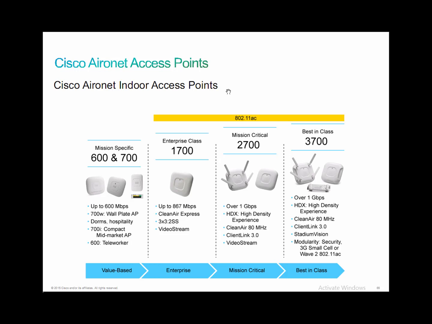Client Link 3.0 is provided as well. Band select to improve 5 gigahertz client connections over a mixed client environment is included. Video stream, which uses multicast to improve your different multimedia applications. And obviously these are all controller-based access points, so infrastructure type access points. There's no cloud solution for these presently, although I'm not sure if Cisco has any inclination of integrating those cloud solutions into these platforms.